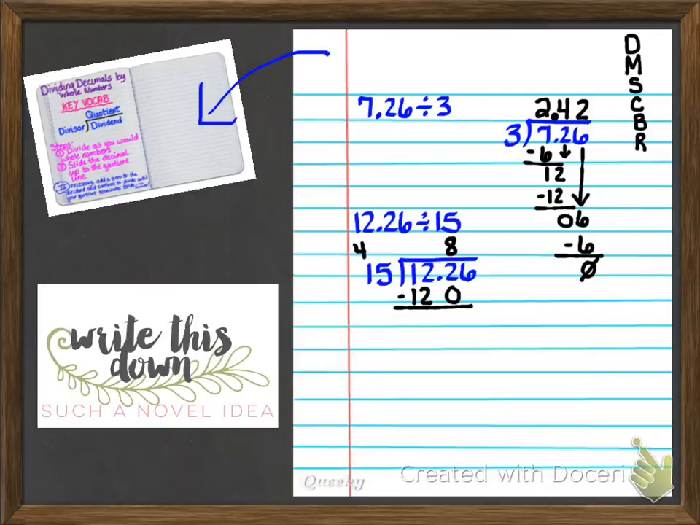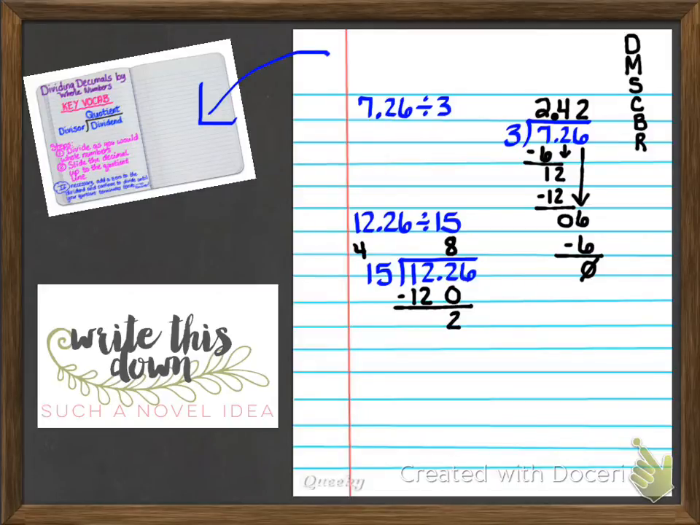Well, that's not happening either. So therefore, I know that 15 will go into the number 122 8 times. So now I did 8 times 15. I got 120. And I'm going to go ahead and subtract. I get 2 left over. So I'm going to check it.